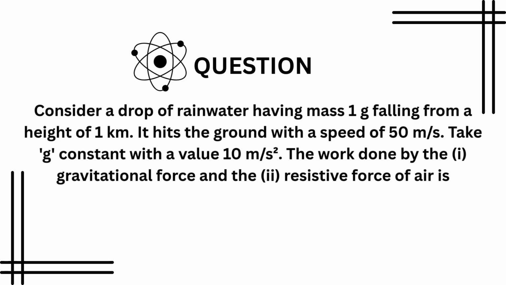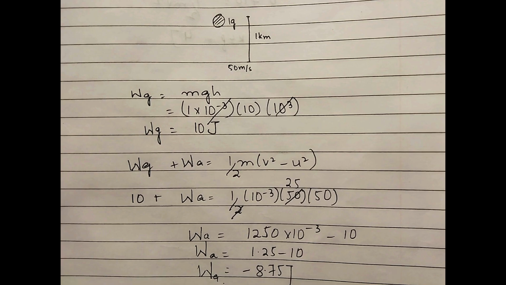So the question has been asked in NEET 2017. It says that consider a drop of rainwater having mass 1 gram falling from a height of 1 kilometer. It hits the ground with a speed of 50 meter per second. Take g constant with a value of 10 meter per second square. The work done by the gravitational force and the resistive air force is.